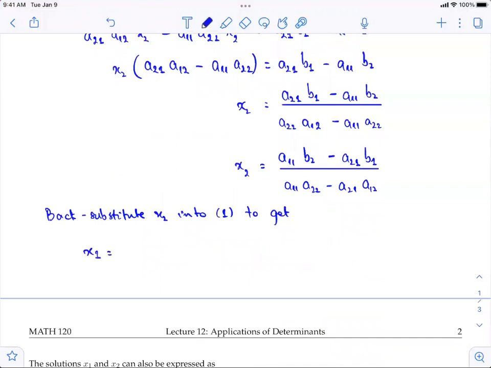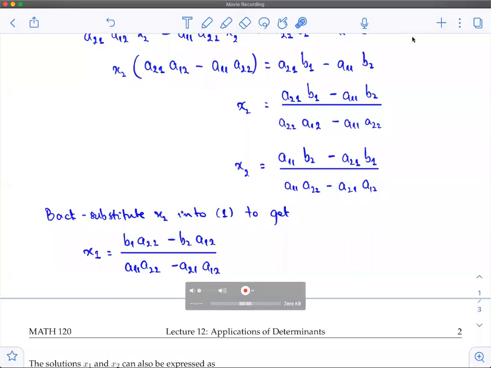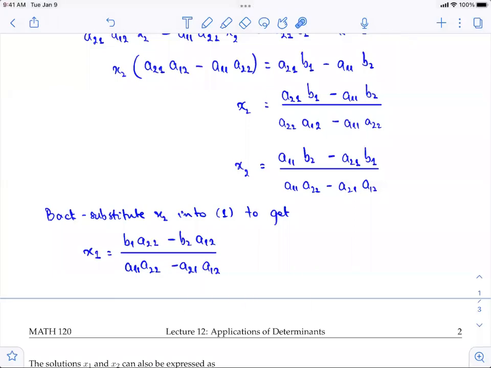So x1 is equal to B1 times A22 minus B2 times A12 over A11 times A22 minus A21 times A12. For these two solutions, what you need to have is that the denominator cannot be equal to 0.